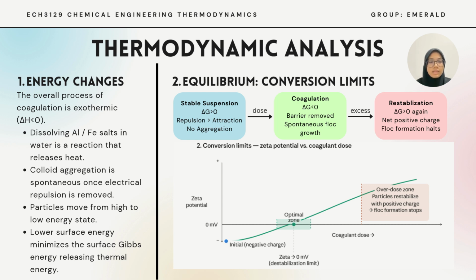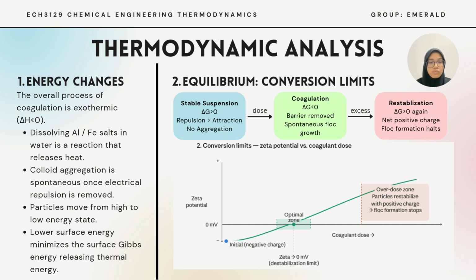and releasing thermal energy. Thermodynamically, this transition is governed by Gibbs free energy, delta G. In a stable suspension, repulsion dominates and delta G is more than 0, meaning aggregation won't happen. When we add the right dose of coagulant, the energy barrier is removed. Delta G becomes negative, which is delta G is less than 0, and spontaneous floc growth occurs.